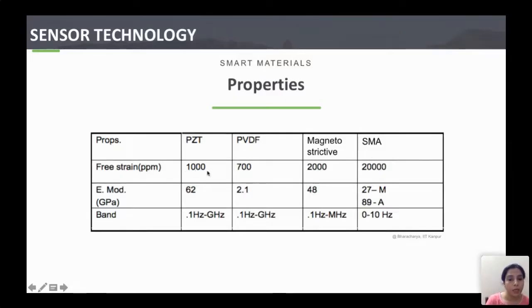Of course, the piezoelectric materials also have a very good free strain, so they also have actuation properties. If we see the elastic modulus, all of them have comparable values except the PVDFs, because they are flexible materials. Then if you see the frequency band, PZT materials can operate in a very high frequency band as compared to the other materials. The SMAs have a very low frequency band, so definitely they cannot be used as sensors. This is the reason why piezoelectric materials can be used both as actuators as well as sensors. So in this presentation, we will be focusing only on the piezoelectric materials among all the smart materials which I have covered till now.